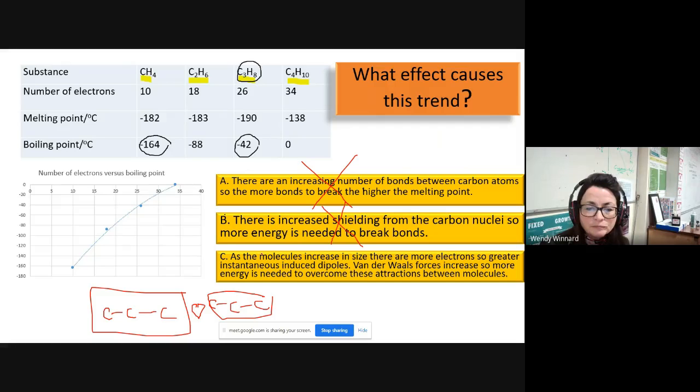The answer to why this boiling point is increasing, why more energy is needed to overcome forces, there's something called instantaneous induced dipoles, and we're going to look at those in a minute. So we call these instantaneous induced forces van der Waals forces, and they exist between every single molecule. Every molecule has van der Waals forces. So let's have a look at van der Waals forces. What are they?